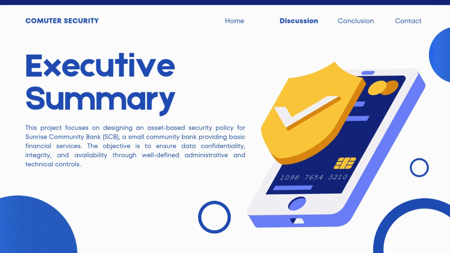The first slide is executive summary. This project focuses on designing an asset-based security policy for Sunrise Community Bank, also known as SCB, a small community bank providing basic financial services. The objective is to ensure data confidentiality, integrity, and availability through well-defined administrative and technical controls.